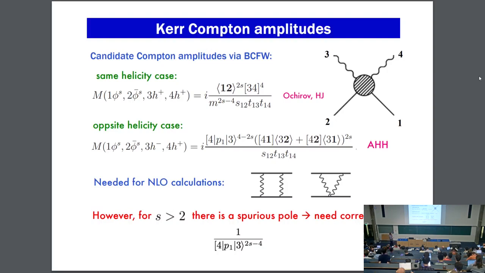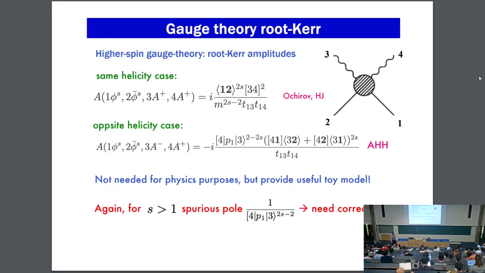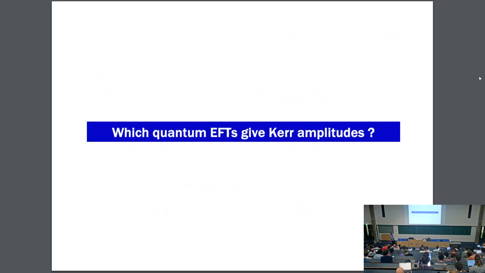I should also say that there are two different Compton amplitudes: the minus-plus helicity amplitude and the plus-plus. In fact, the plus-plus is much simpler, and does not have the spurious pole problem. I think it wasn't written down in that paper, it was written down later on, but it's essentially trivial to compute from the 3-point Arkani-Hamed-Huang-Huang amplitudes. Here I also have a similar problem in the root Kerr gauge theory, but maybe I should skip this because I'm running out of time.